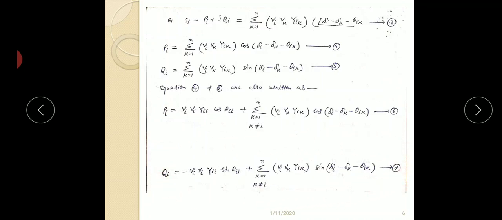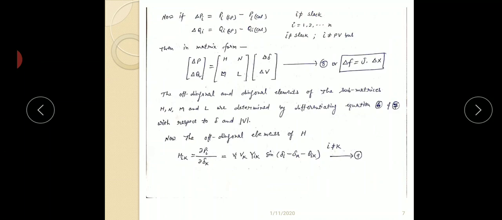So this can also be written as Pi equal to Vi squared Yii cos theta ii plus summation k equal to 1 to n, k not equal to i, Vi Vk Yik cos of delta i minus delta k minus theta ik. Similarly, equation number 7 for reactive power.